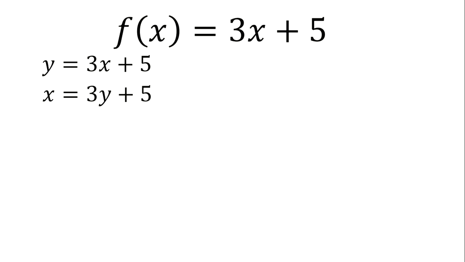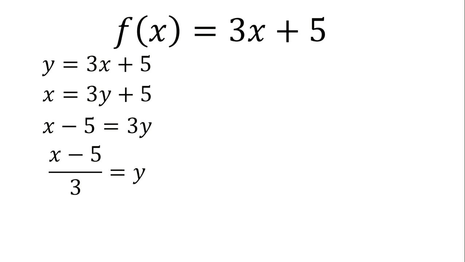Add both sides by negative 5. So that results to x minus 5 is equal to 3y. And divide both sides by 3. So we have y is equal to (x minus 5) over 3. Therefore, the inverse of this function is (x minus 5) over 3.